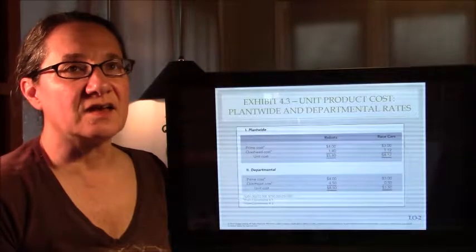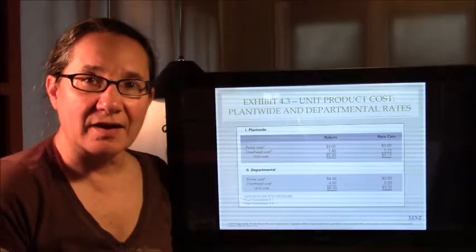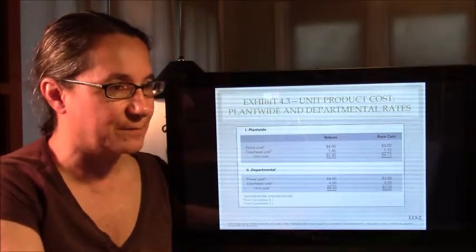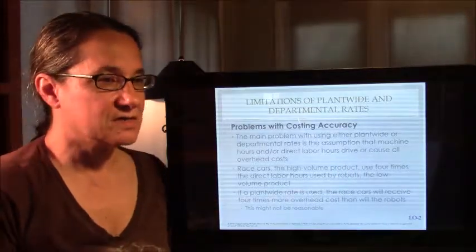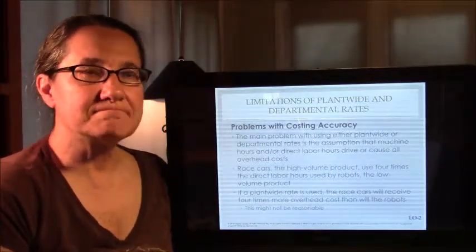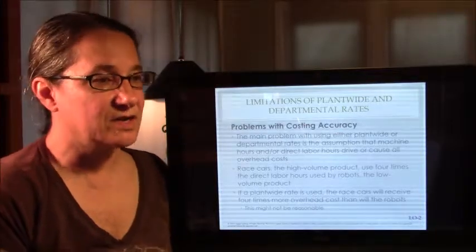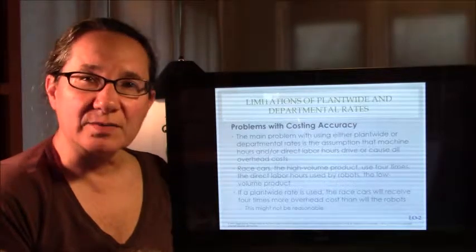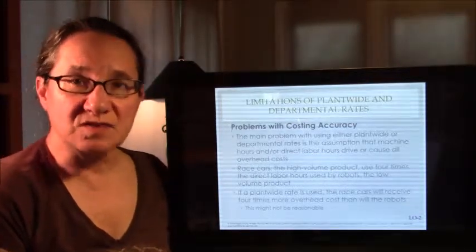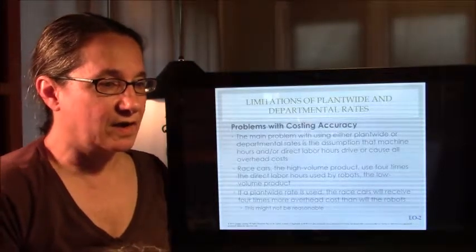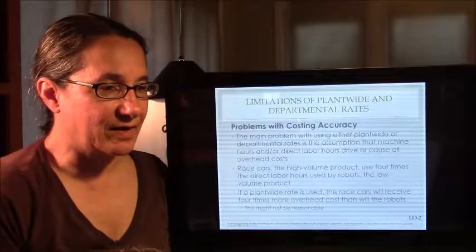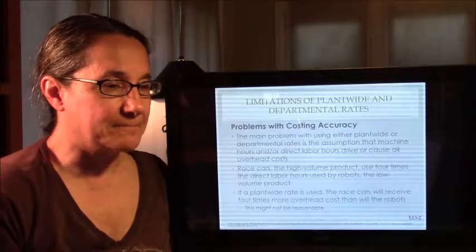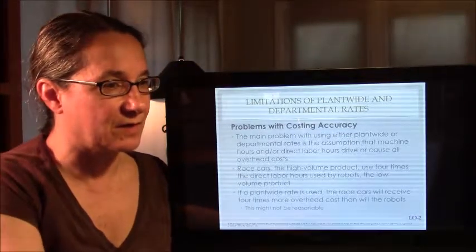So you can see that one overhead rate company-wide is not going to give us a very good idea of what the costs are. All right, so the main problem, and obviously, even if you're doing department rates, you could still have a big difference in volumes and things that are still going to be problematic, right? So if a plant-wide rate gets used in our example, the race cars are getting a lot more overhead, and that might not be reasonable.